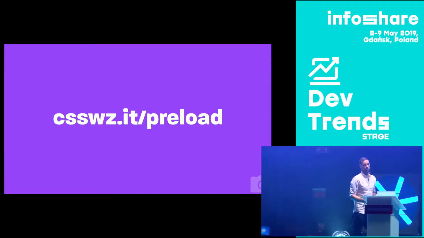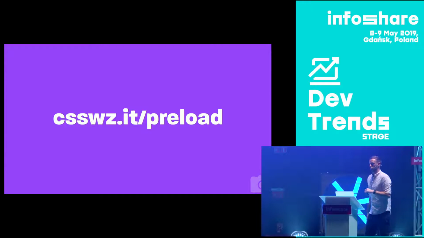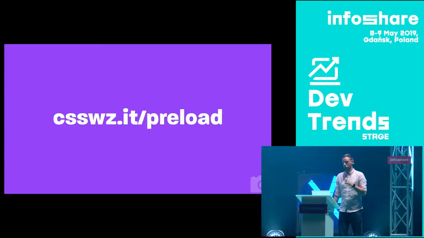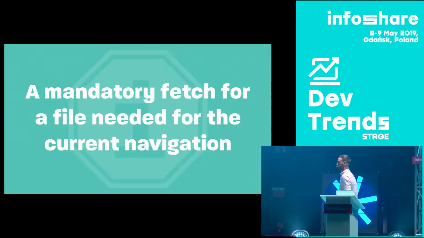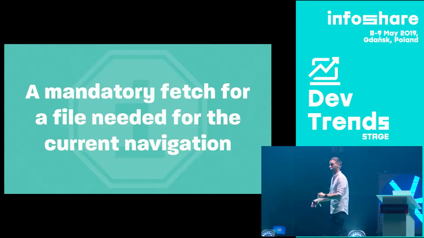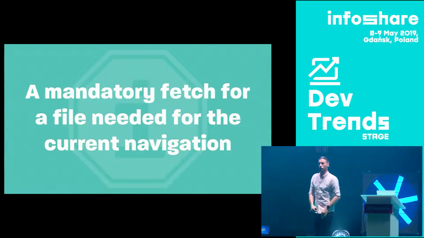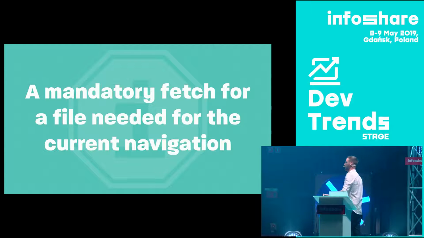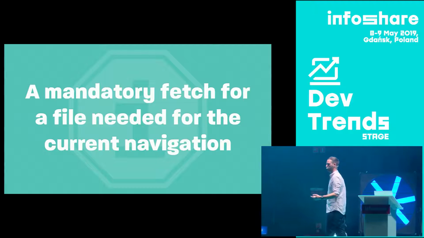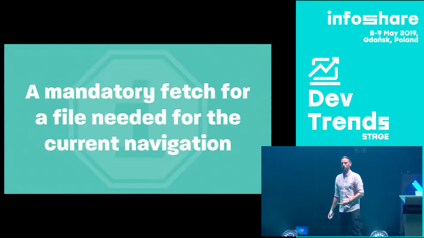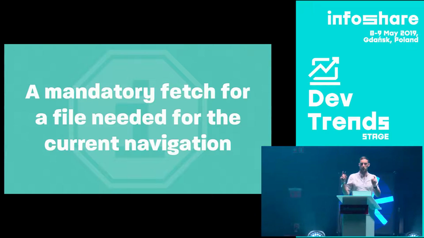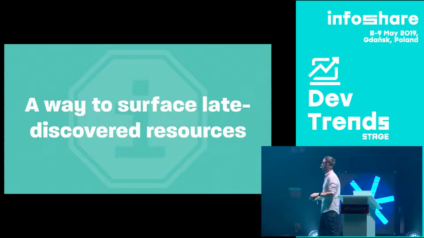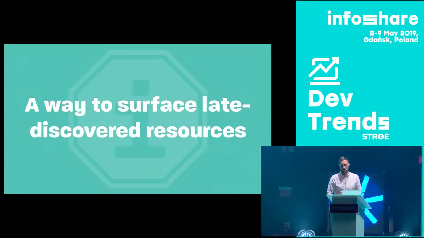That is simply because of all of the resource hints we're looking at, preload is the only one that is mandatory. Preload is a mandatory fetch for a file needed for the current navigation. For all the other hints, the browser is allowed to determine, I will do that, or I'm too busy to do this, so I won't do it. Preload is mandatory. The browser has to do a preload. Why would you use preload? Why would you need to download a file for the current page if the current page is going to download it anyway? Well, the reason is it helps us surface late-discovered resources. I'll give some examples of what a late-discovered resource is in a couple of slides' time, but it helps us make the current page even faster.